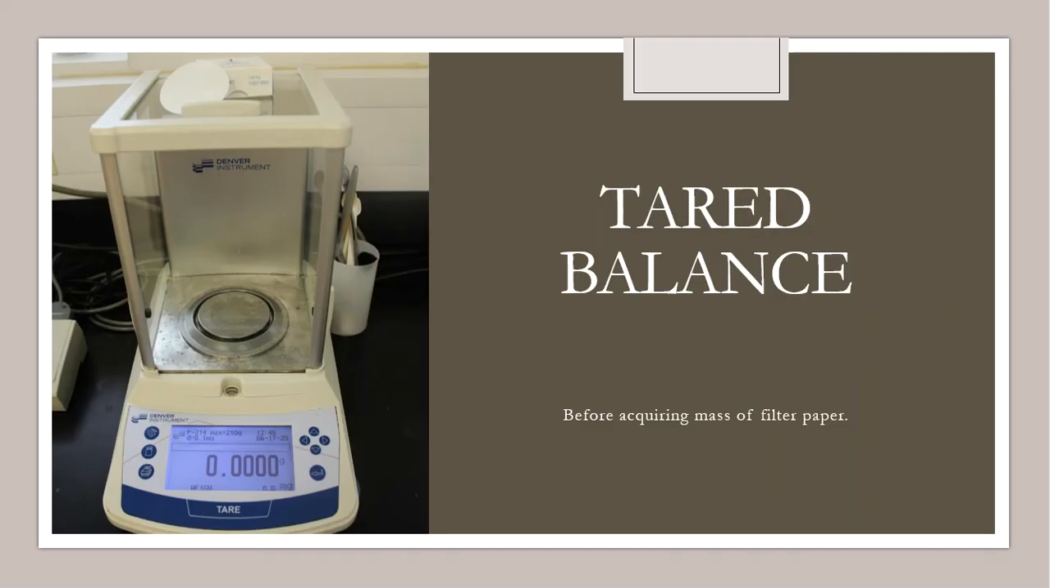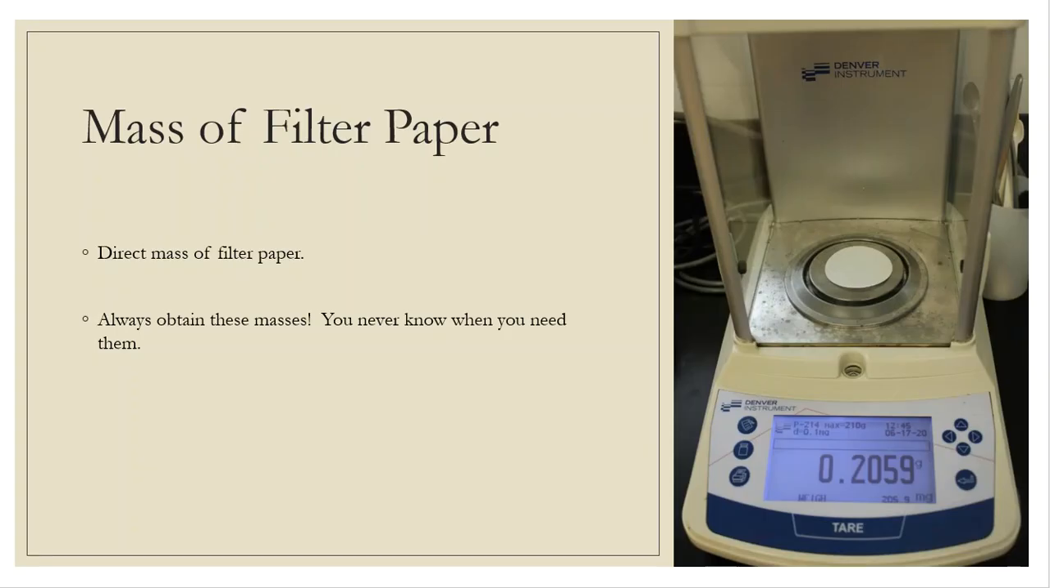So I'm going to go to the balance. I'm using a piece of filter paper. I probably need the mass of that filter paper, don't I? Just in case I need it a little bit later on. So I tare out the balance, and this is me taring it out before I put the piece of filter paper on it, of course. And then once it reads 0.0000 grams, guess what? I put a piece of filter paper on it. So here's the filter paper that's on top of the balance pan. 0.2059 grams. So this gives me the direct mass of that filter paper.